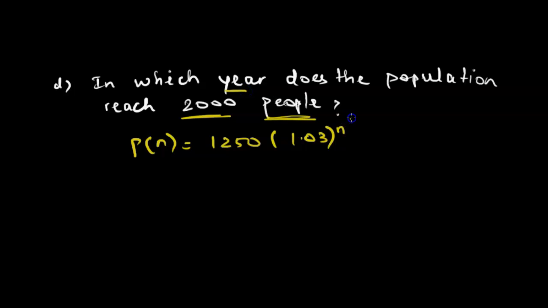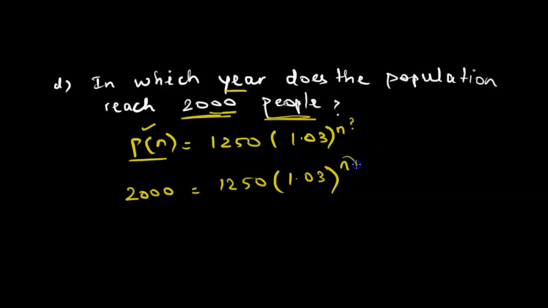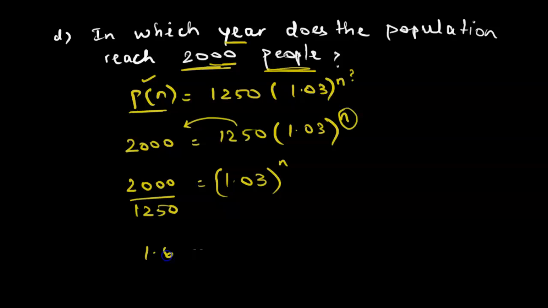That means they want us to find out the n value when the number of people is 2000. So we are given the population because Pn represents the number of people. So we would put Pn as 2000 equal to 1250, 1.03 to the power of n. Now we are looking for n in this case, so we would isolate n. So first we would move this on the other side.